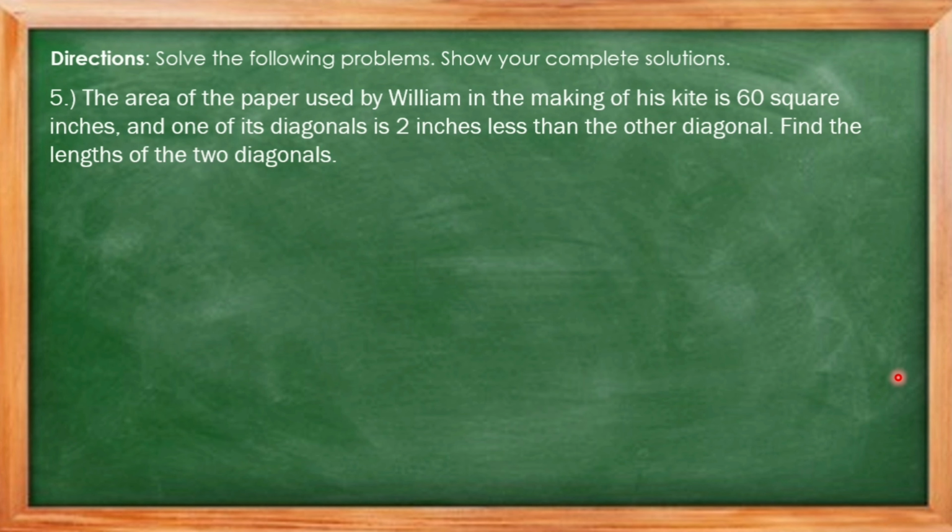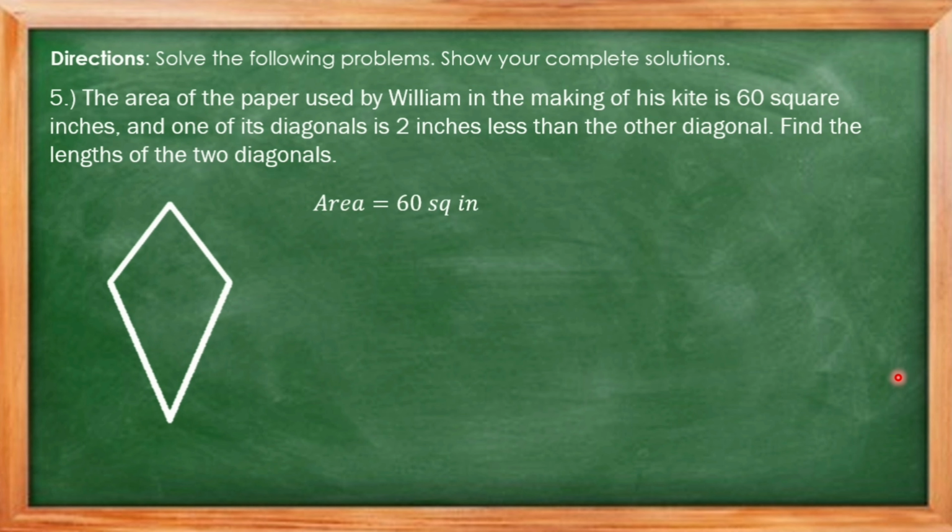Number 5, the area of the paper used by William in making of his kite is 60 square inches, and one of its diagonals is 2 inches less than the other diagonal. Find the length of the two diagonals. Let's draw a kite. Ang area daw ng kite na to ay 60 square inches. One of its diagonal measures 2 inches less than the other diagonal.